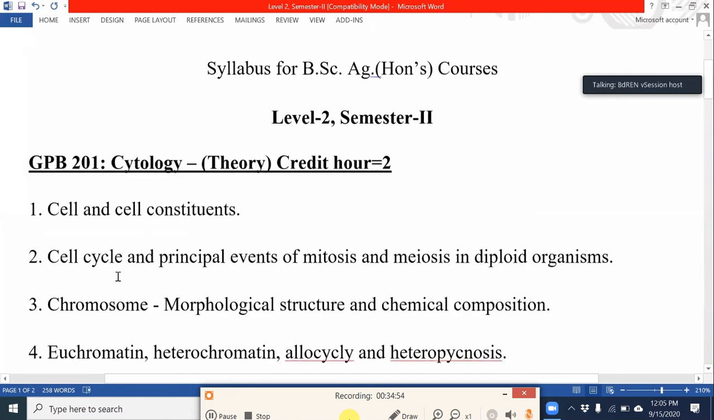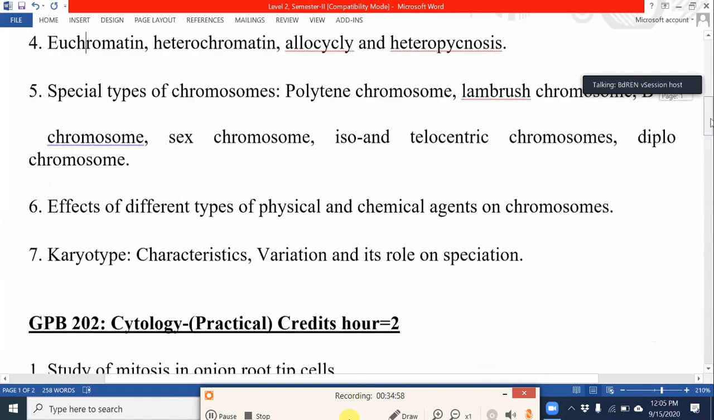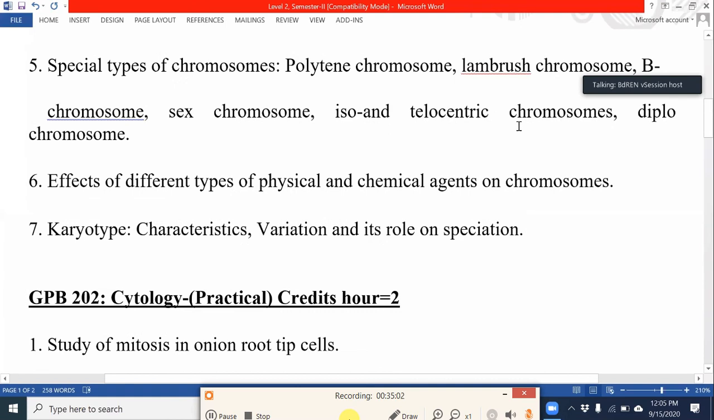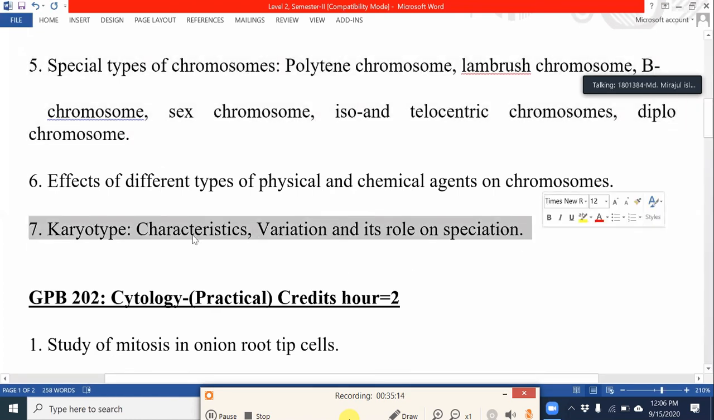Then special types of chromosome. As I remember, Professor B.K. Bishwas started this one last week. Special types of chromosome: polytene, lambda, sex, B chromosome, isocentric chromosome, diploid chromosome, etc. Yes, sir, right? He started this. Okay, he already studied the karyotype, as I remember. Yes, sir, right.